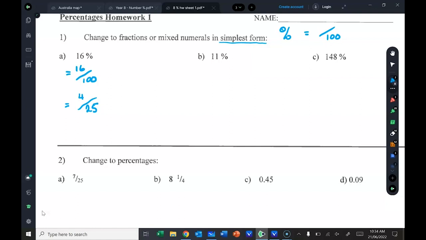Second one's nice and easy, 11%. That's just 11 over 100. Can't shrink that one any further, so that's as far as we'll be able to go.